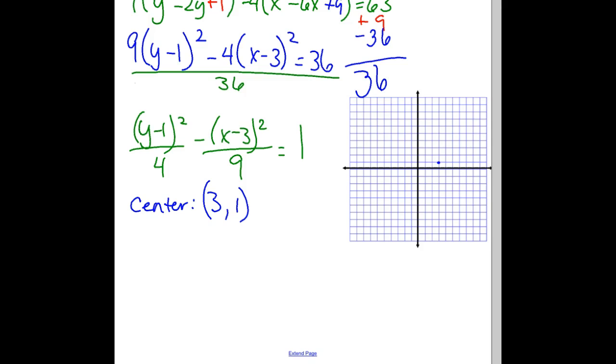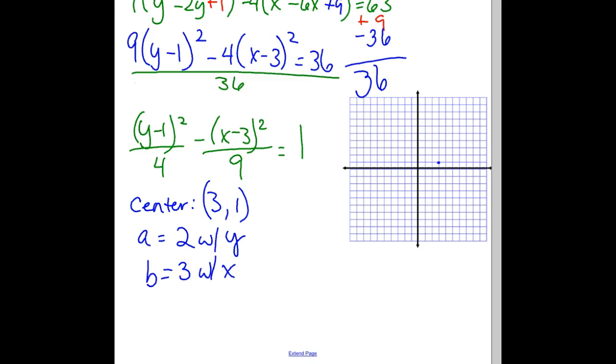All right. Then I have to find my A's, B's, and C's. So what's my A value? How do I know the 4 is A squared? Because it comes first. In a hyperbola, A is always first. So A would be 2, and it's paired up with our y variable. And that means B has to be 3, and it's paired up with x.